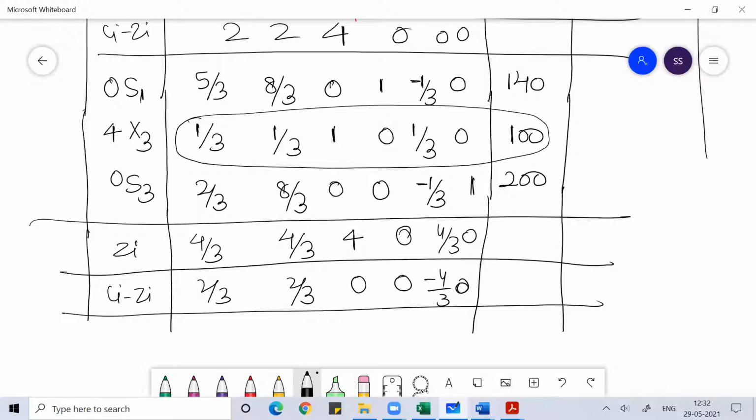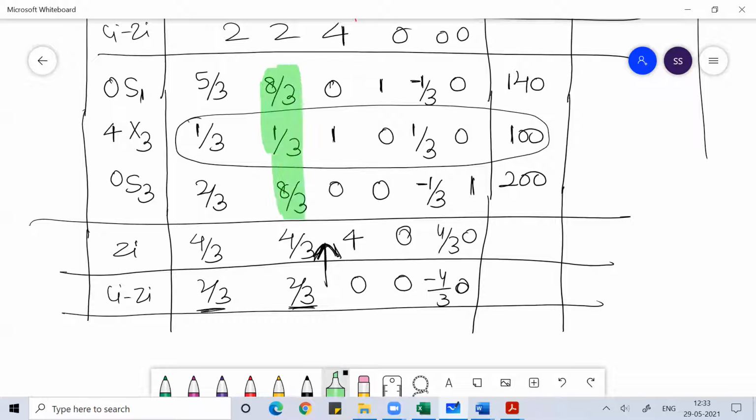So here you can see, here also and here I am getting the same value. So let me include this, because I can choose any one out of x1, x2. Any one can enter into the solution. So let me allow x2 to enter into the solution.